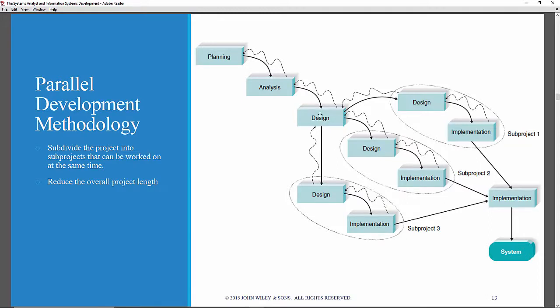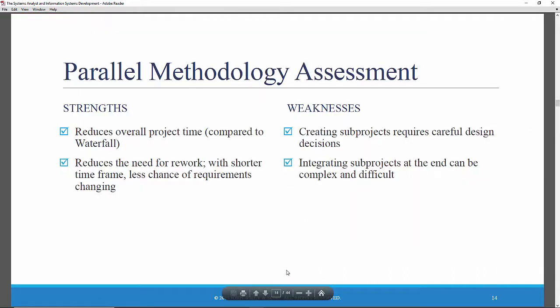Then, with this general design, you go into a more detailed design phase separately for all of the sub-projects that are part of the system. These cascade, continuing on to implementation for each one of these sub-projects, and then you integrate all of the sub-projects together in this final implementation phase, and then you deliver the system. By designing sub-projects or parts of the system in parallel, you speed up the overall process. So, the parallel methodology reduces overall project time compared to the classic waterfall approach.